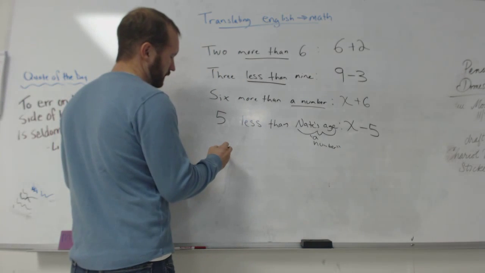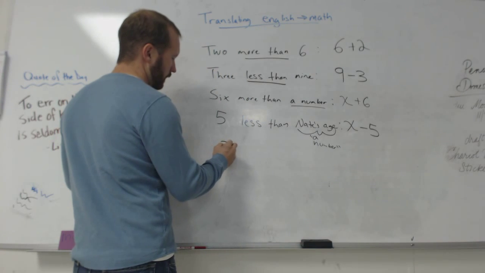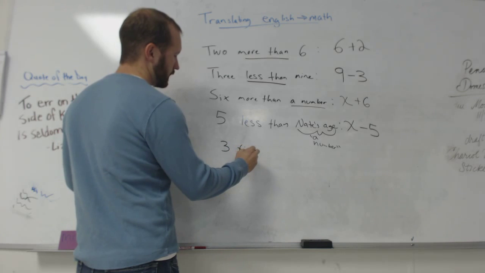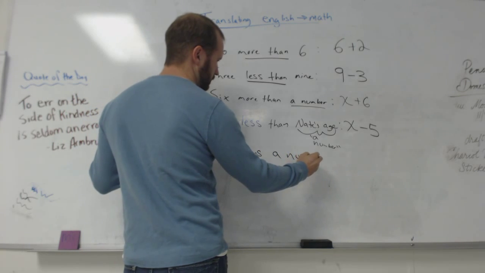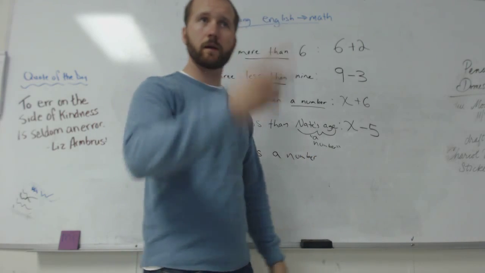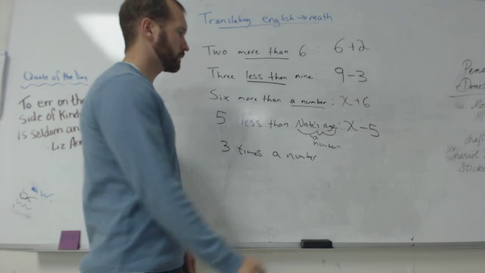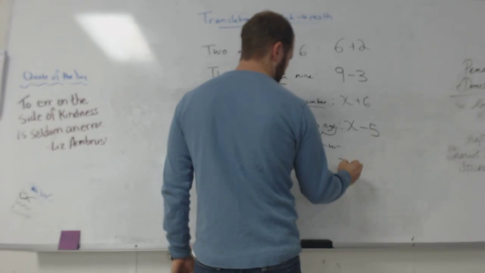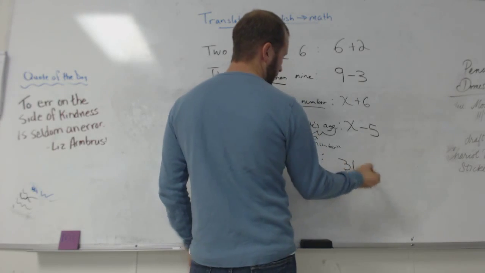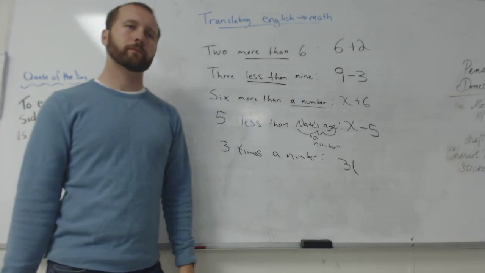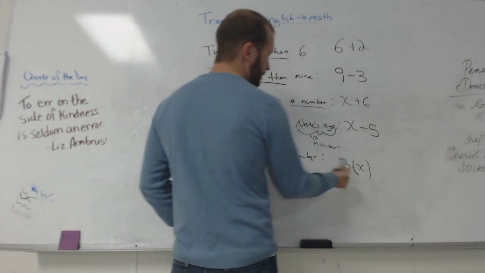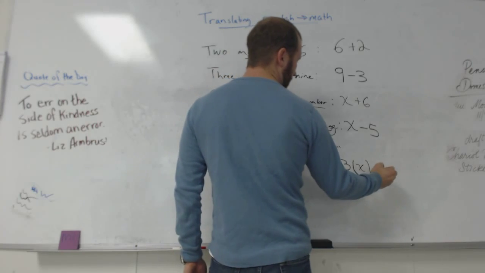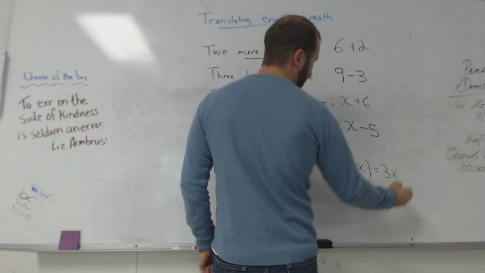All right, what about this one? 3 times a number. Times 3, so most of the time it's a dot. Actually, we're going to use parentheses all the time. So 3 parentheses x. Now, in this case, 3 parentheses x is the same thing as 3x.